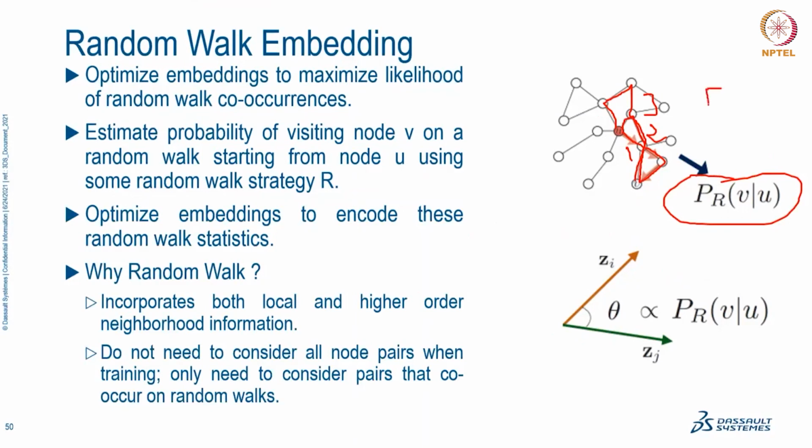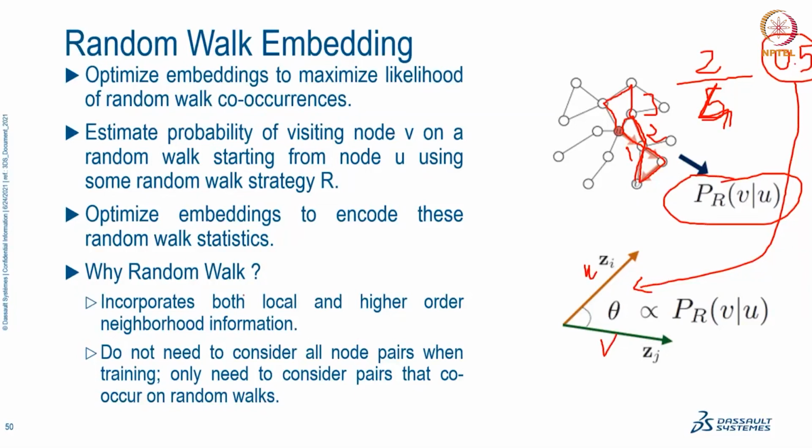For example, if I took 4 random walks, and from those 4 random walks I was able to reach V 2 times, then the probability is 0.5 to reach V if I start from U. And this probability is then considered as the angle between those two nodes, U and V, in the embedding space.